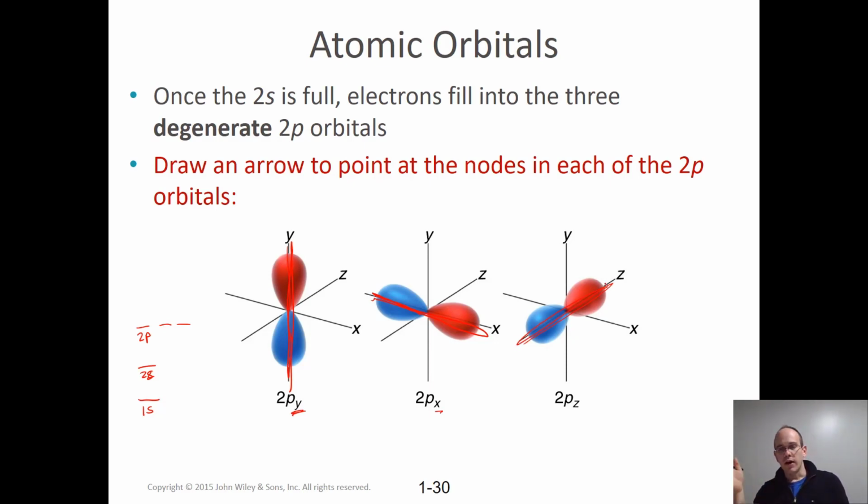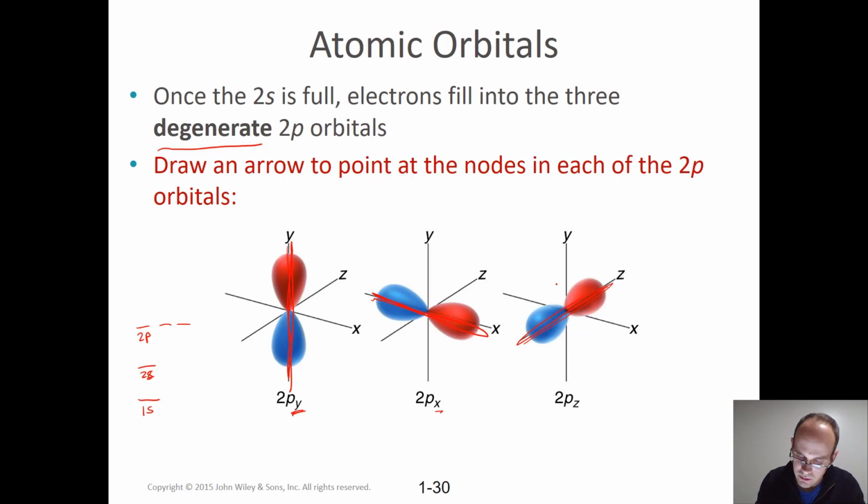All right. Here's a word that you might not have seen before: degenerate. In terms of orbitals, this word specifically means that these orbitals have the same energy. So even though they're aligned differently, these orbitals have the same energy because they're the same shape, the same size, and the same distance away from the nucleus, right?